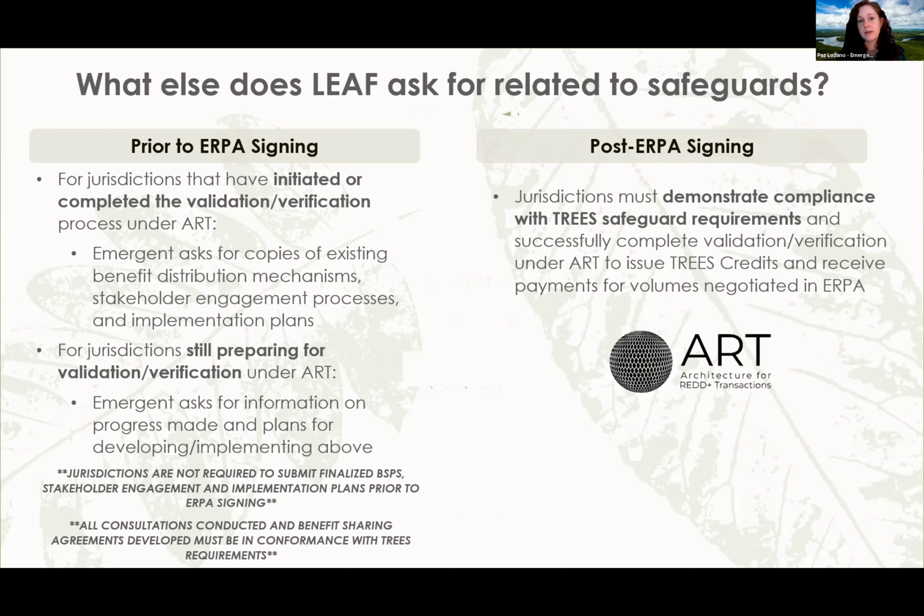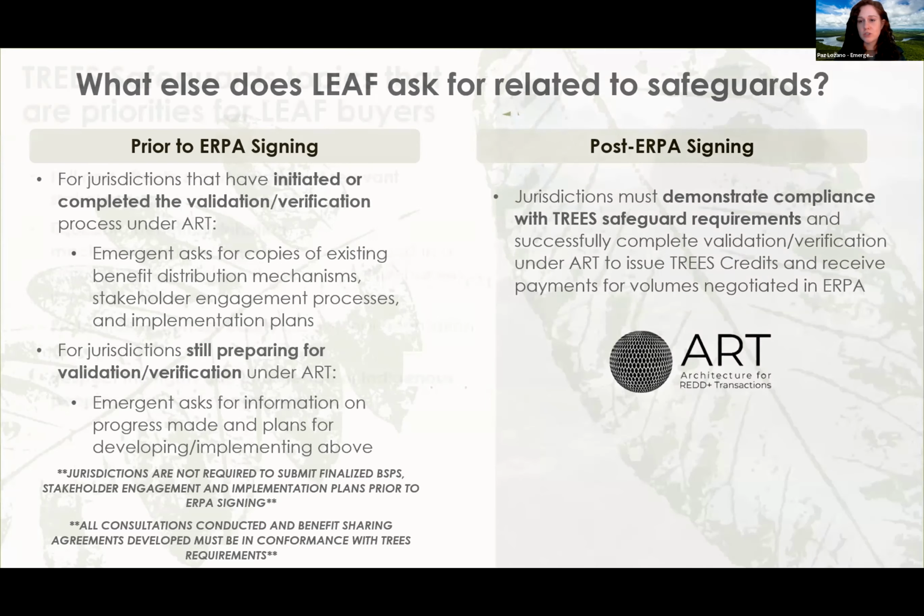For post-ERPA signing, jurisdictions must demonstrate compliance with TREES safeguard requirements. So like I said before, we only deliver payments to jurisdictions once they've actually been able to demonstrate that they've successfully passed validation and verification against the TREES requirements.